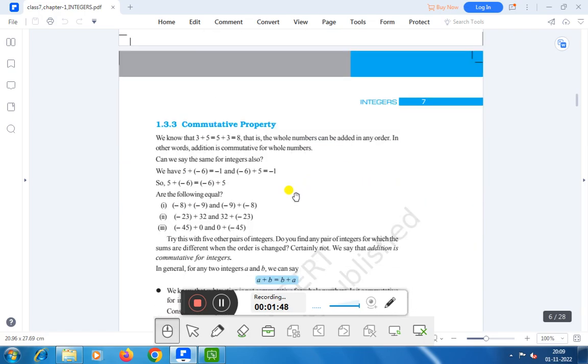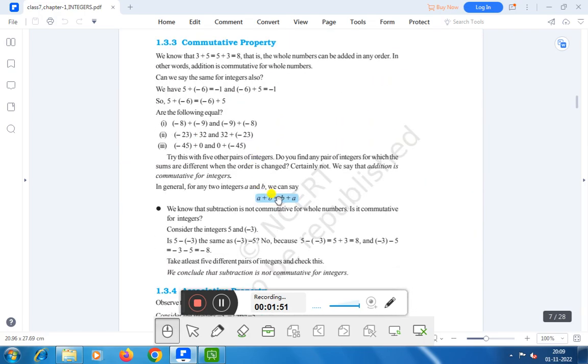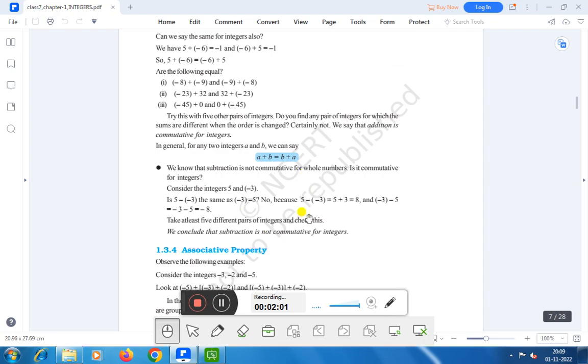Now, commutative property. What is that? Commutative property means, in general, for any two integers a and b, we can say a plus b is equal to b plus a, right? a and b are integers. We get the same result, right? Here you see that in general, for any two integers a and b, a plus b is equal to b plus a, right?